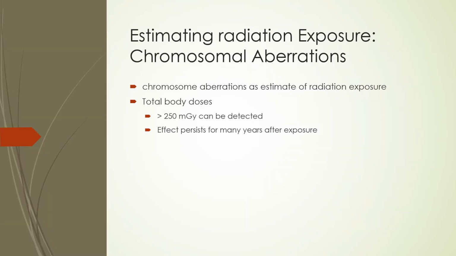There is one practical application of chromosome aberrations. It turns out the number of chromosome aberrations in human lymphocytes can be used to estimate the amount of radiation a person has received in the case of high exposures. Actually, it was common practice in the 1920s and 30s for medical personnel working with early X-ray machines and fluoroscopes to have blood tests done weekly to determine the amount of radiation exposures they had received. Total body doses greater than 250 milligray can be measured with this method. Though the number of chromosome aberrations decreases in time after an exposure, the effect persists and can be seen for many years.